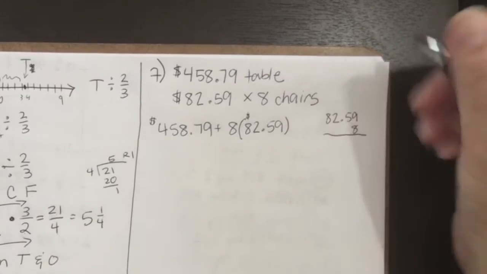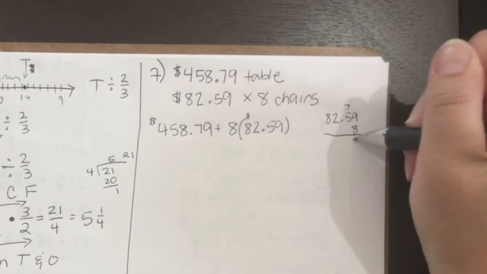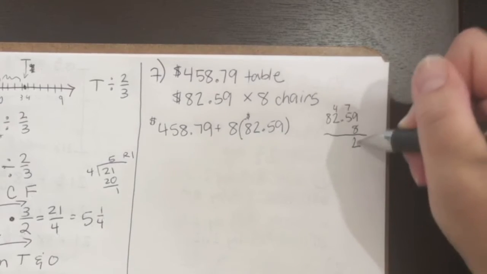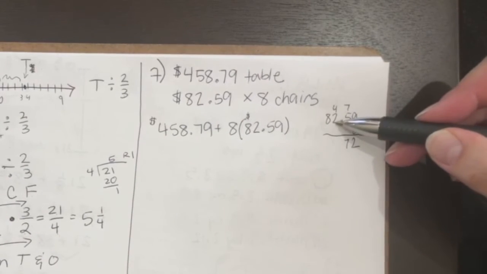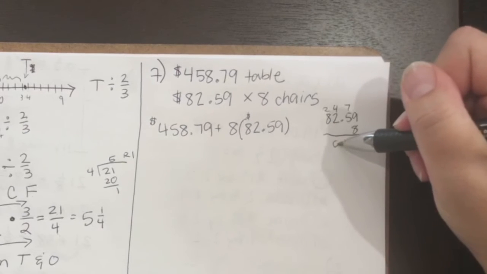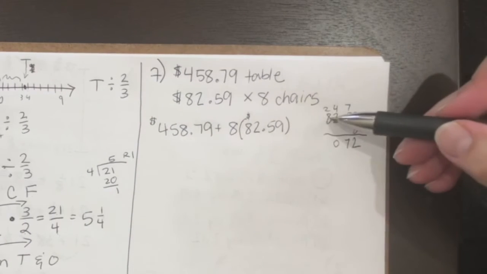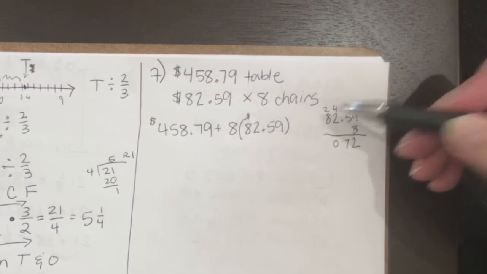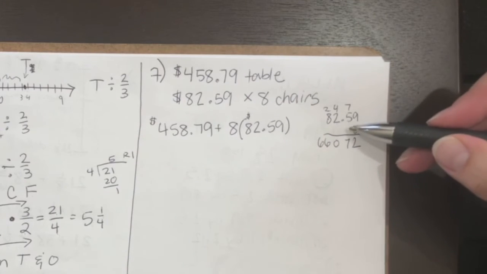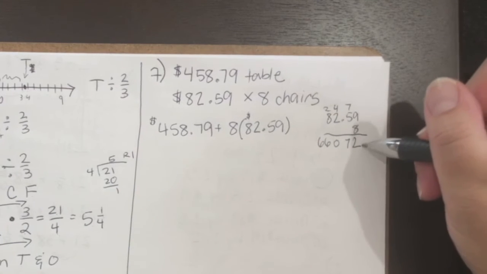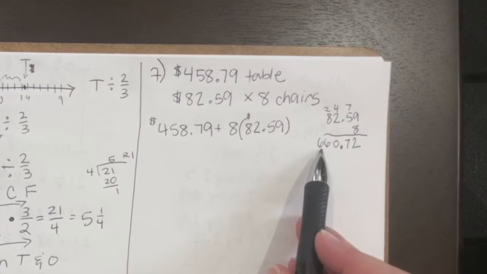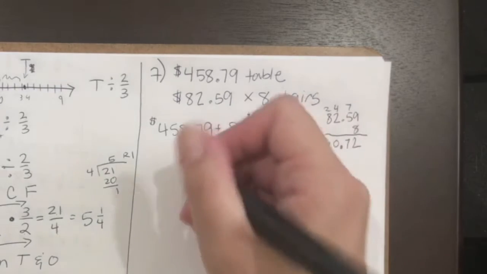$82.59 times 8. 9 times 8 is 72. 8 times 5 is 40, plus 7 is 47. 8 times 2 is 16. 16 plus 4 is 20. 8 times 8 is 64. 64 plus 2 is 66. And then I have 2 decimal places. When you are multiplying, you wait till the end and you count up your decimal places. So I've got 2 decimal places, so 1, 2. So 8 times 82.59 is 660.72.